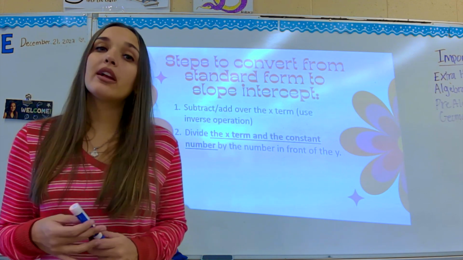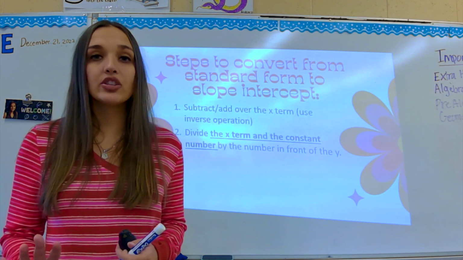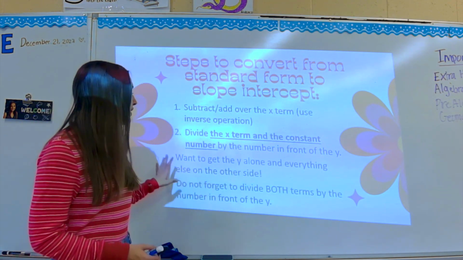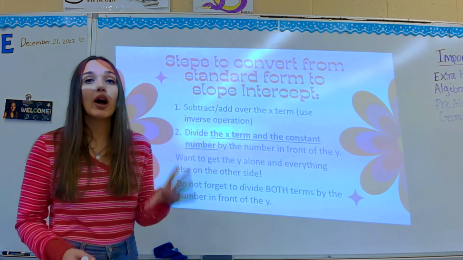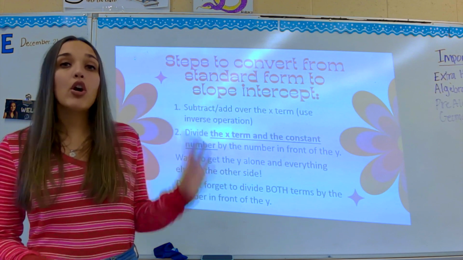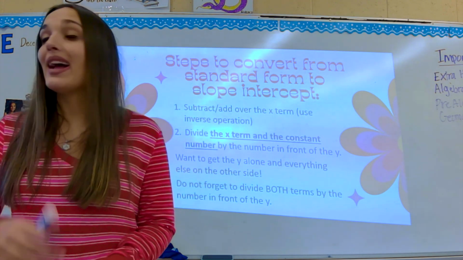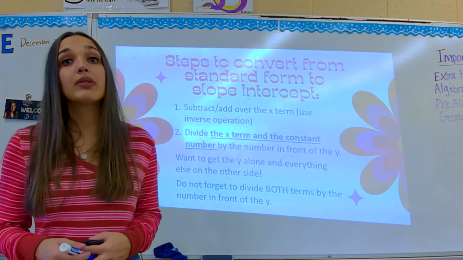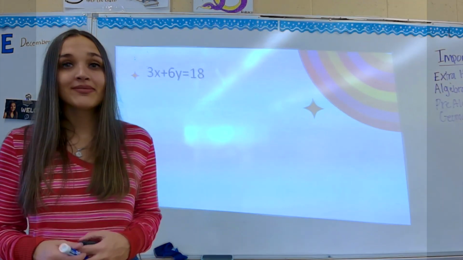When we are dividing by that number in front of the y, you have to divide the x term and the constant term by that as well. So our key points here are to move everything to get the y alone. We're isolating the y. Then we also need to divide all terms by the number in front of the y, not just one of them. Let's take a look at some problems to see how we would complete these types of problems.